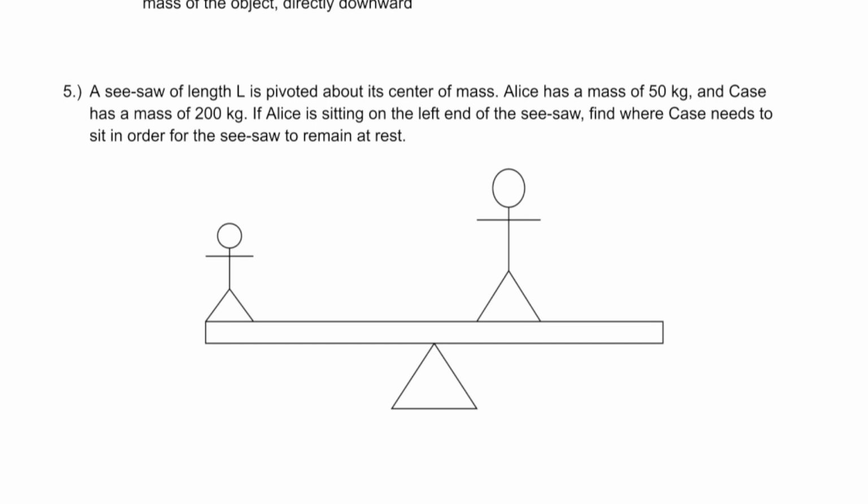So we got a seesaw of length L is pivoted about its center of mass. So it's going to be pivoted about this point right here.